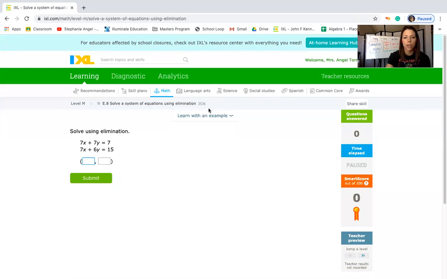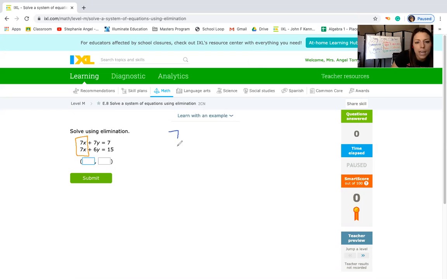Okay, we are using the code 2CN here. And again, we're solving using elimination, which means we're looking for equal terms or opposite terms. So here we go. The first thing that stands out to me is that we have a 7x on top of a 7x, which leads me to believe that to create 0, I would subtract.